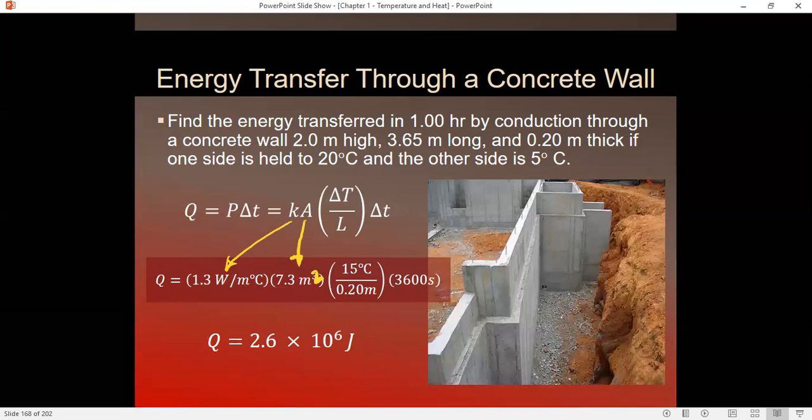3.65 is 7.3. The difference between outside and inside is 15 degrees Celsius. The wall is 20 centimeters thick. And in 1 hour, that's 3,600 seconds. Well, that's equal to quite a bit of energy, okay? Just through that small part of the foundation, we lose 2.6 times 10 to the 6 joules. And again, that's why insulating is so important, okay?